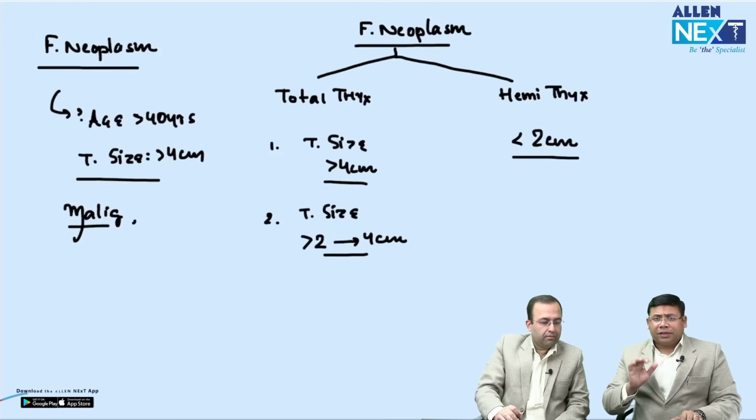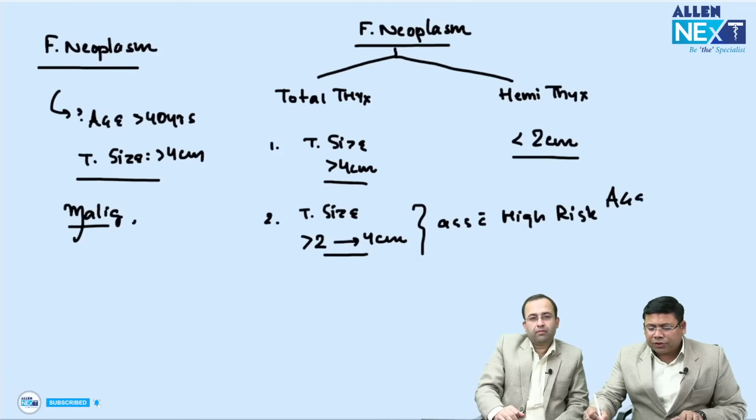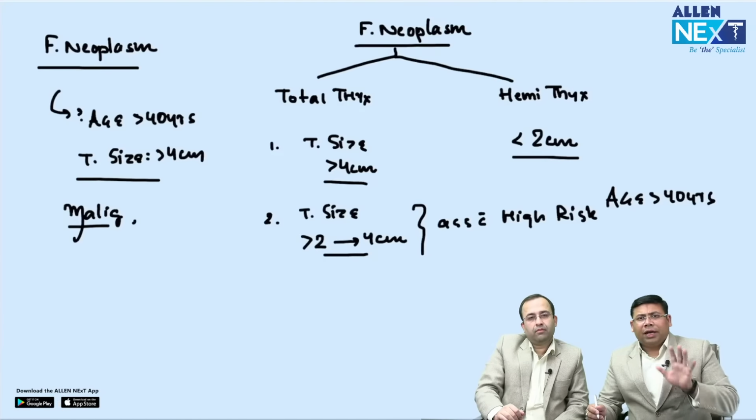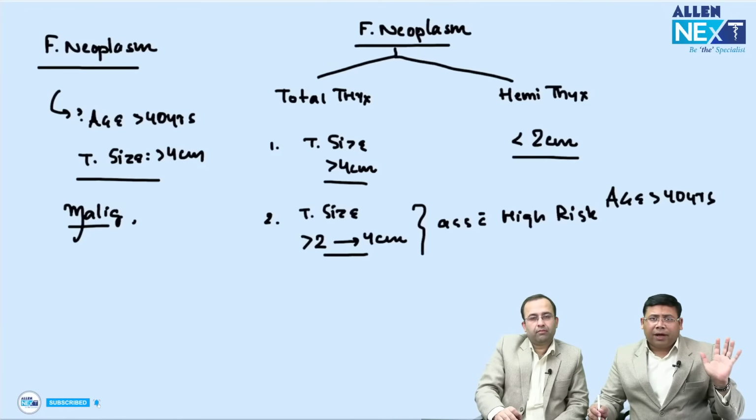Now this could be a scenario where you need to see association with high risk factors or high risk features. What are the high risk? Remember the age of the patient more than what years? 40 years. So remember, a 3.8 centimeter lesion in a 48-year-old, I will prefer to go for total. Remember, I can justify my actions.